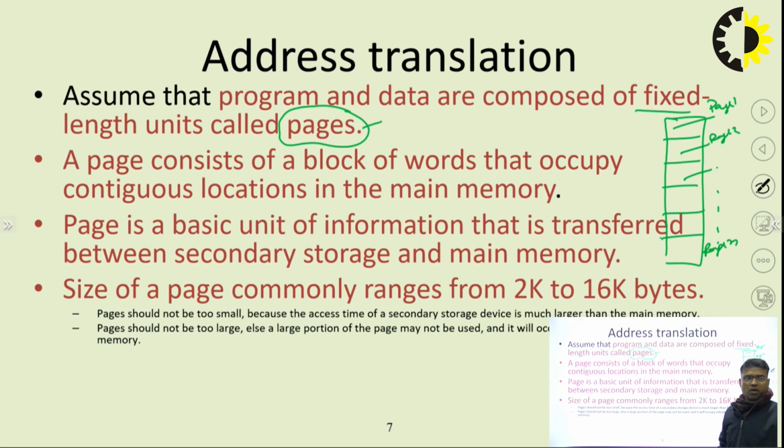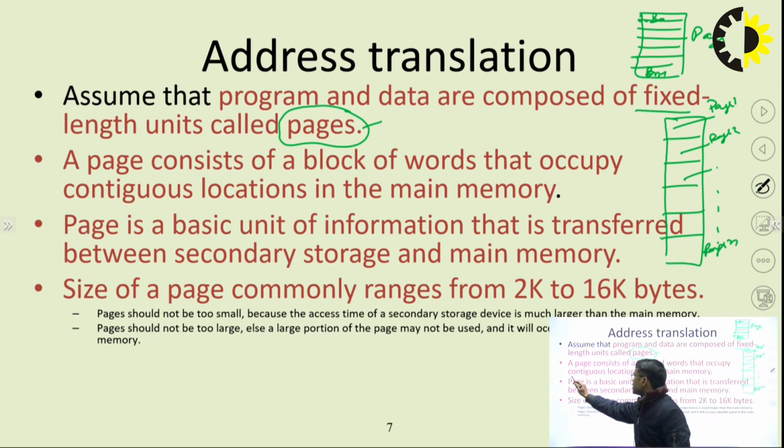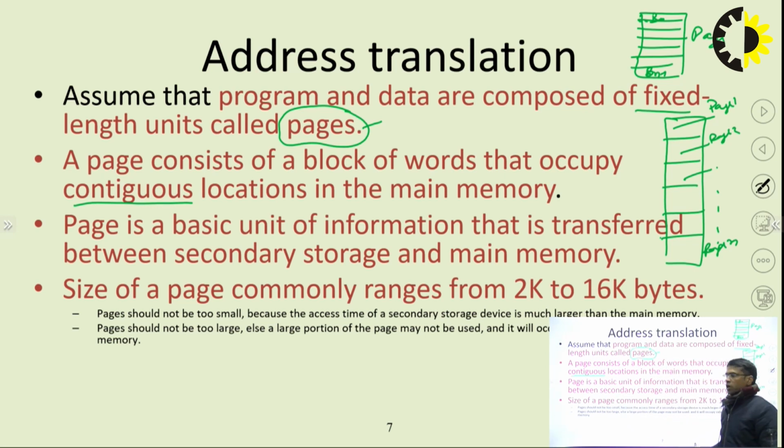A page consists of a block of words that occupy contiguous locations in memory. So, this particular page is a contiguous location of bytes, byte 0 to byte n minus 1, and they will go into main memory in sequence. That is why it is a contiguous location in main memory. This page is the basic unit of information that is transferred between secondary storage and main memory.